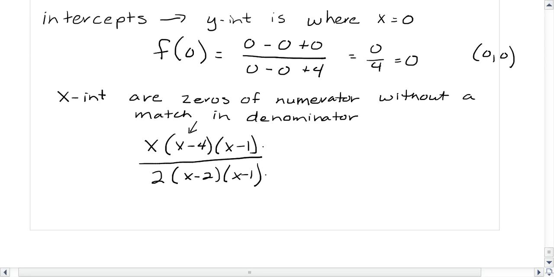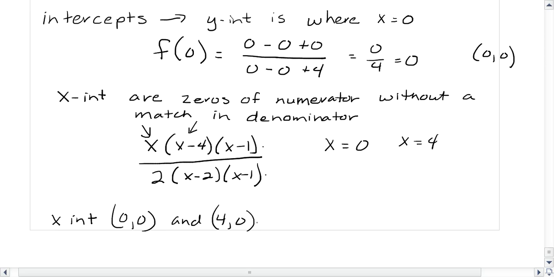So let's look at these other two zeros in our numerator. If x equals 0, x equals 0. If x minus 4 equals 0, x equals 4. So those are our two x-intercepts. So just to state this, we have x-intercepts. It crosses at 0, 0 and at 4, 0. And then we have a y-intercept at 0, 0. And I believe we stated earlier that we have a hole in the graph at x equals 1.